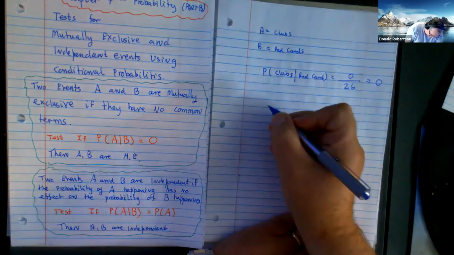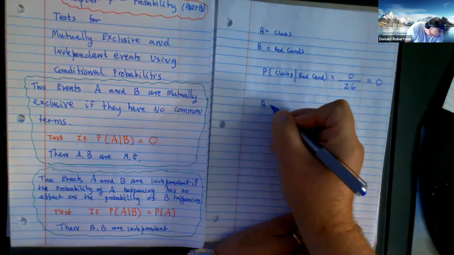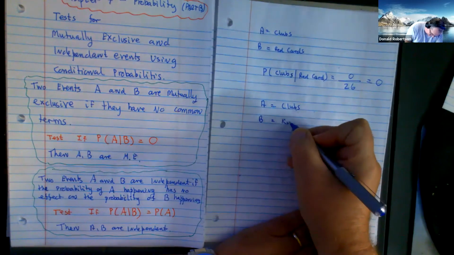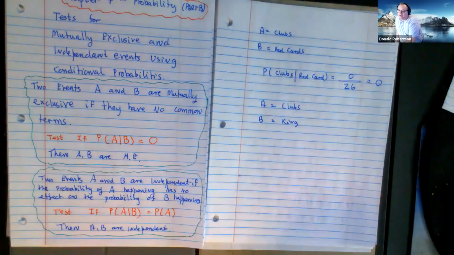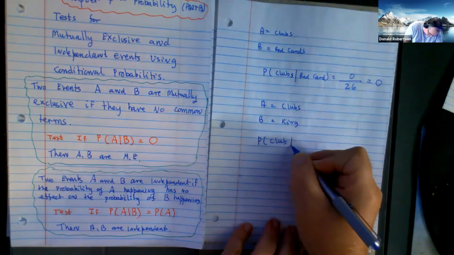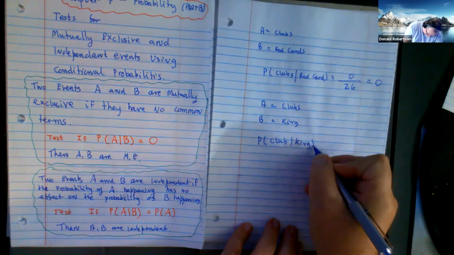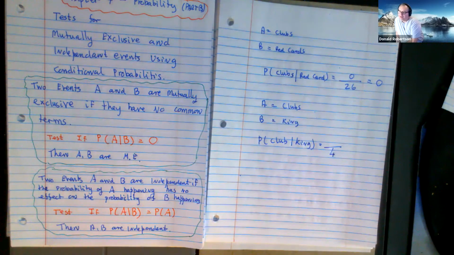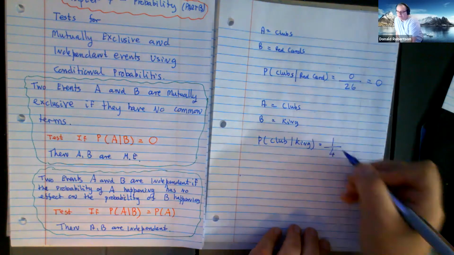Let's do A is clubs and let B be a king. Would you agree that they are not mutually exclusive? Isn't there a king of clubs? Right? So if I did what's the probability that you get a club given that it was a king? Well, since you're told it's a king, does it not make 4 cards on the bottom, right? 4 kings. And how many of those 4 kings are clubs? 1. Do you see that the number isn't 0?